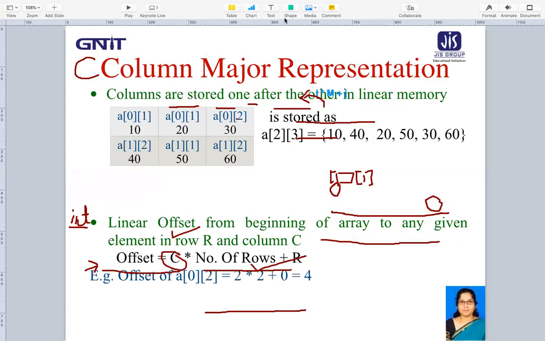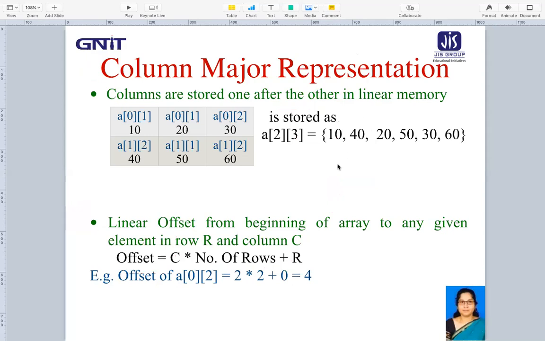Now, if we go to the other representation, that is known as column major representation. It is just the reverse of the row major representation. If a two-dimensional array is like this, and you declare an array like this in a column major representation language, then the elements will be stored in this fashion: 10, 40, 20, 50, 30, 60. So this is my array, and this will be stored. You have to declare it in this fashion. So see the difference between the two.